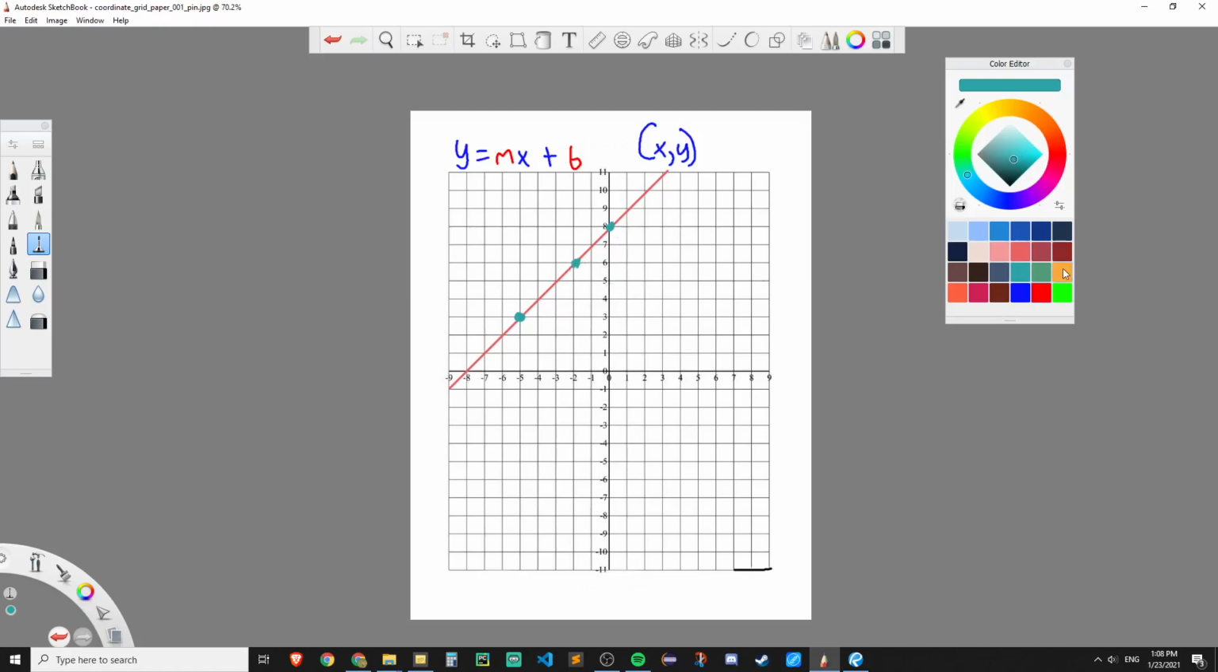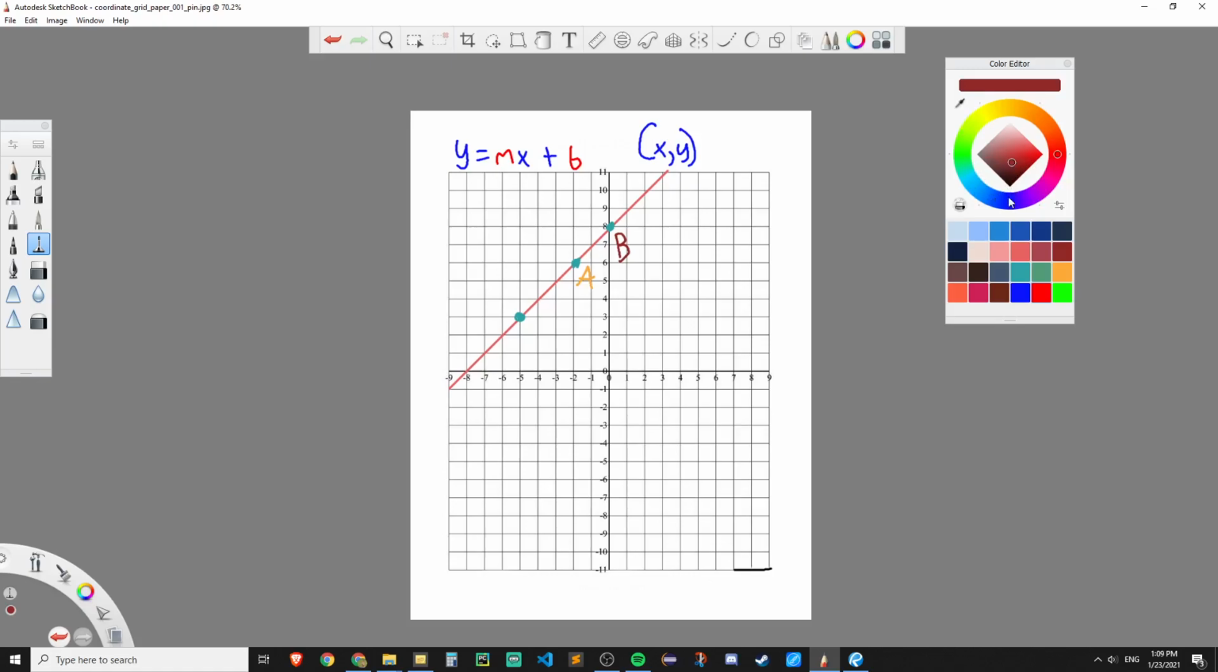So let's call this A, and let's call this B. Now it just happens to be that these two are called B. These are not the same, just to clarify. But these two are the y-intercept of the line. So in this equation, what are the coordinates for A and B? That's what we need to look at. But first, we need to know how to find the slope.